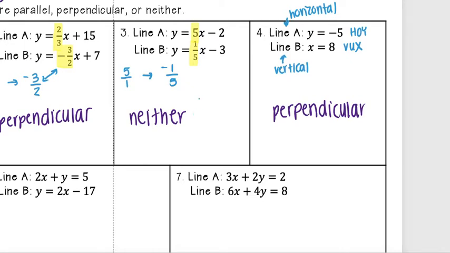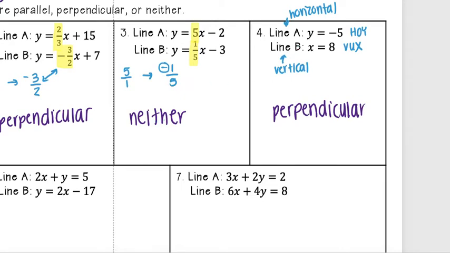I see for 5, when I am taking the reciprocal of that, 5 is really just 5/1. So when I flip that, I do get the 1/5. However, I can't forget that second part. The second part says they need to have the opposite sign. Since this 5 is positive, the sign of the perpendicular slope needs to be negative. But here I had a positive 1/5, so that's why this one is neither.